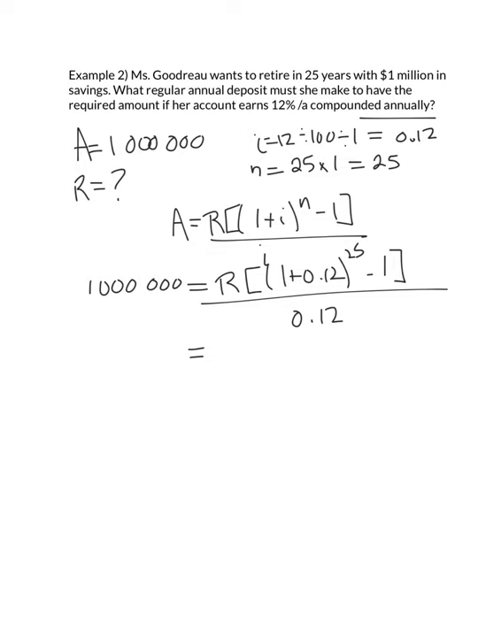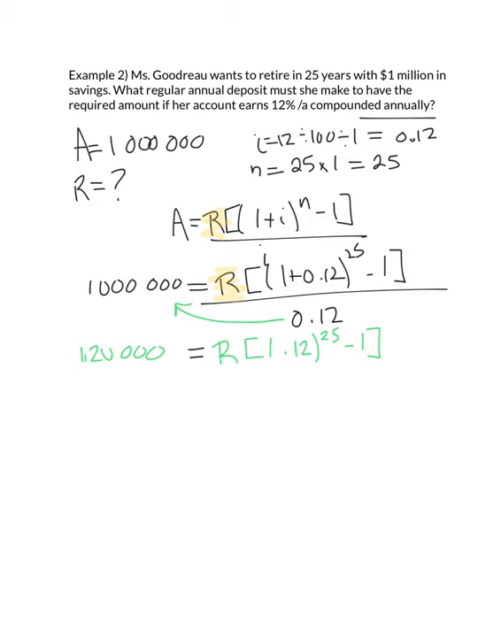So my goal here is to get my R by itself. And in order to do that, I need to be taking this divided by 0.12 and multiplying it on the left-hand side here. So 1 million times 0.12 is 120,000. Now, I'm left with 1.12 to the power of 25 minus 1.